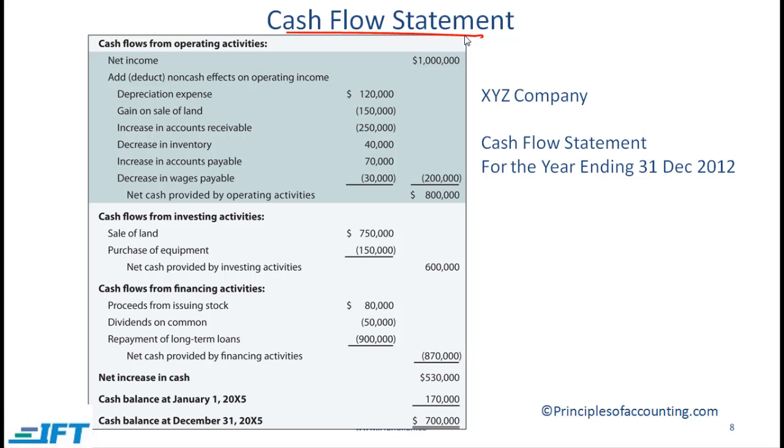This is the cash flow statement, which is also for a given period. This cash flow statement tells us what money has flowed in and what has flowed out. The cash flow statement is divided into three parts: operating activities, investing activities, and financing activities.